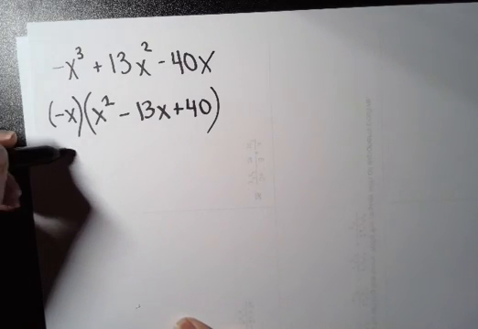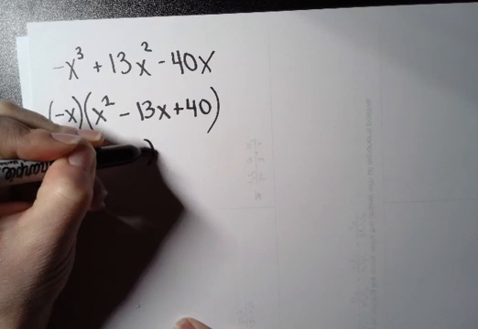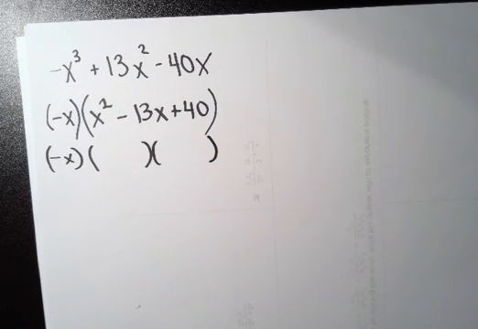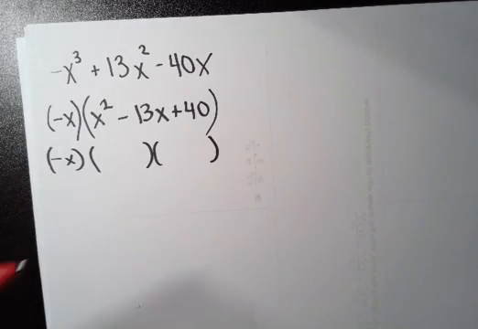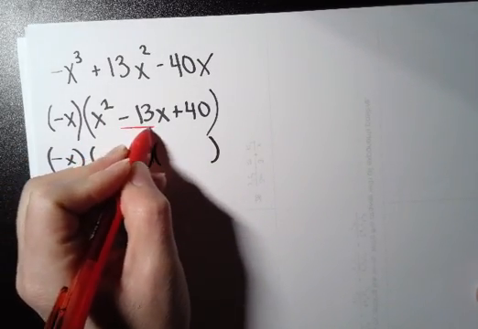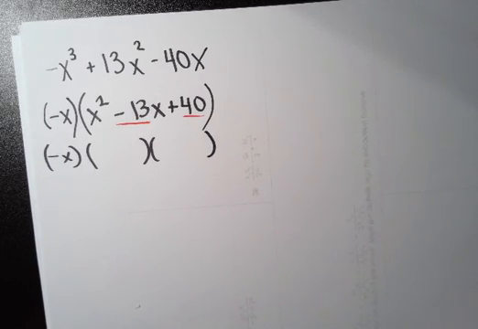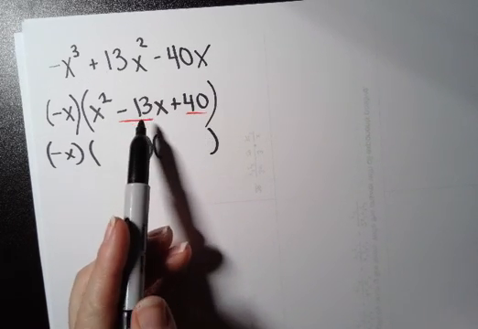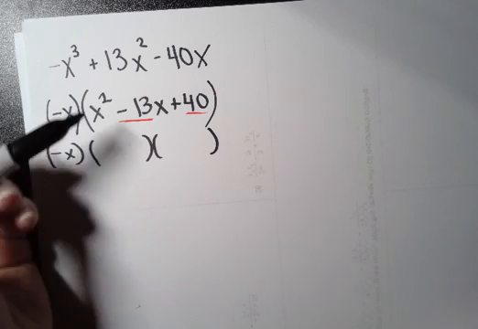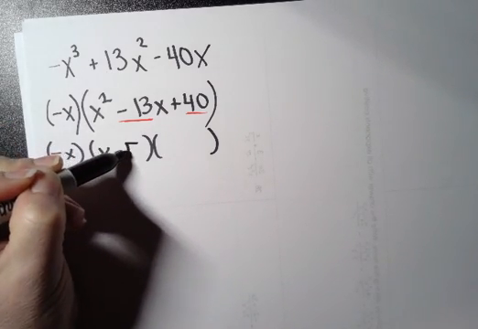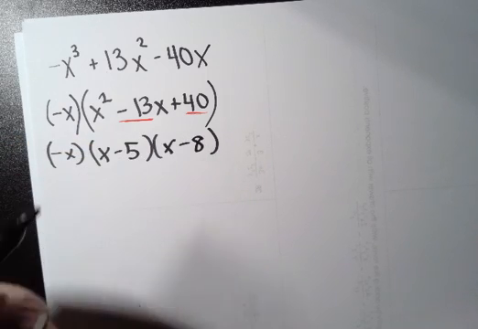So the negative x stays here, but we're going to factor this into two factors that make one product. So I just need to look at the numbers and think about what two numbers are going to add to negative 13 and multiply to 40. I just think right away about 5 and 8, because 5 and 8 multiply to 40, and negative 5 and negative 8 will add to make negative 13. So I'm going to do x negative 5, and x negative 8, x minus 8.